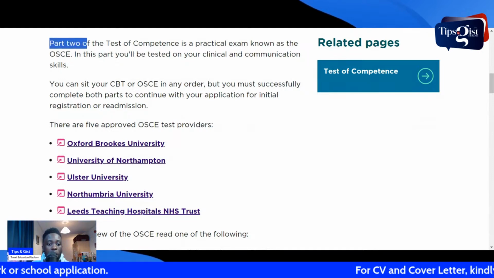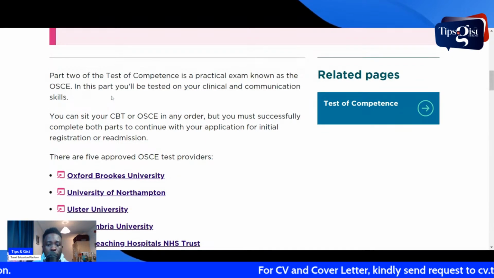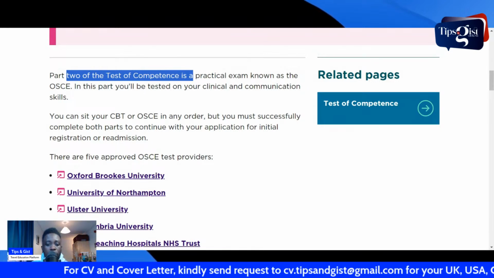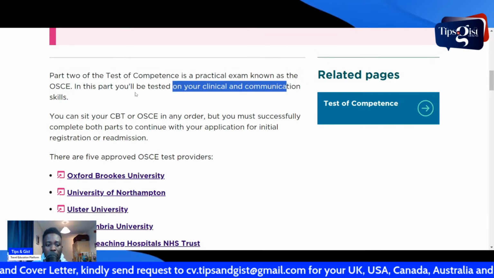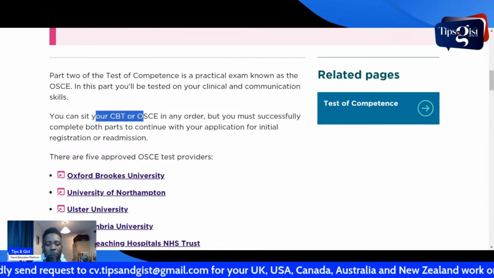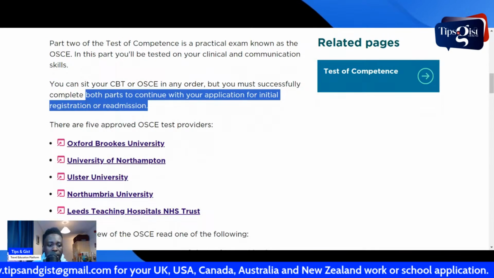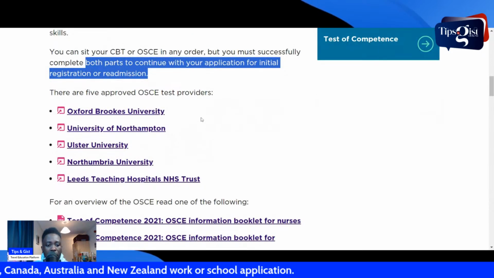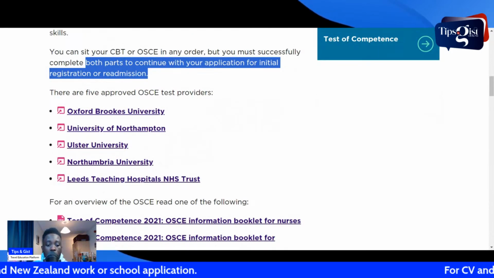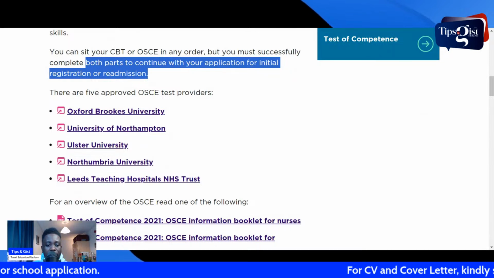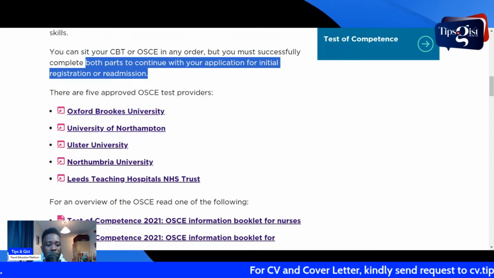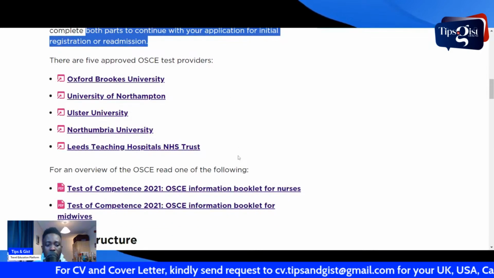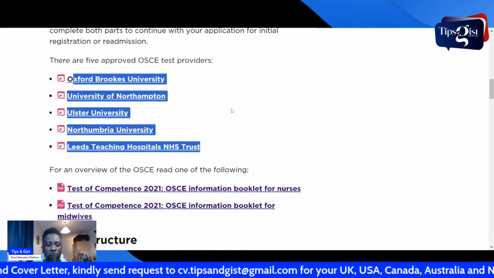Now the OSCE is part 2 of the test of competence, and you are tested on your clinical and communication skills. You sit for OSCE and CBT in order. I already said that. There are 5 approved OSCE test providers. So when you come to the UK, you can write it at Oxford Brookes University, University of Northampton, Ulster University, Northumbria University, or Leeds Teaching Hospital NHS Trust. So these are the 5 centers where you can write the OSCE.